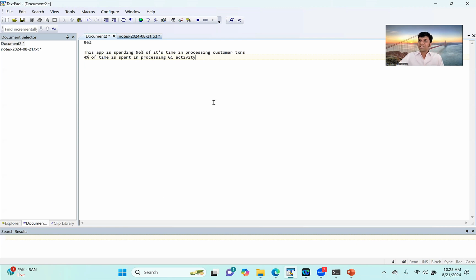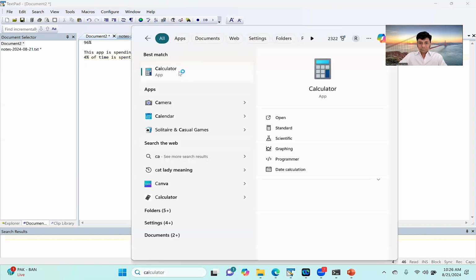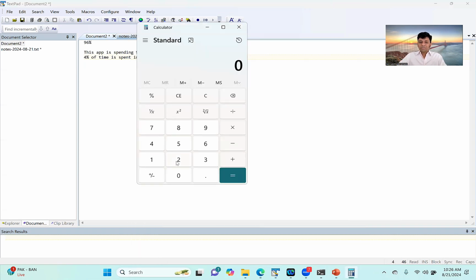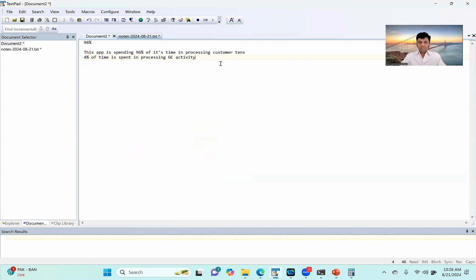What is 4% in 24 hours? If my JVM is running for 24 hours, what is 4%? Let's look at it. 1 day is 24 hours, so let's do the calculation in minutes. It has 1,440 minutes. What is 4% of that? 57.6 minutes. It means 96% throughput means 57.6 minutes my application is spending in garbage collection, 57.6 minutes in 1 day.